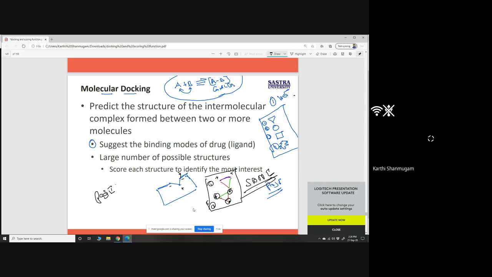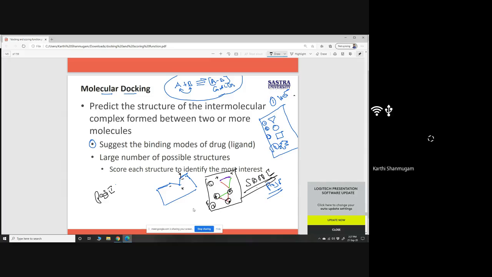Just like that, if you dock any small molecule in the binding site of the protein molecule, the small molecule can be kept inside the binding site in different orientations. But not all the orientations will have the same affinity. The affinity of each orientation will differ. It depends on both the shape complementarity and the stereoelectronic complementarity.